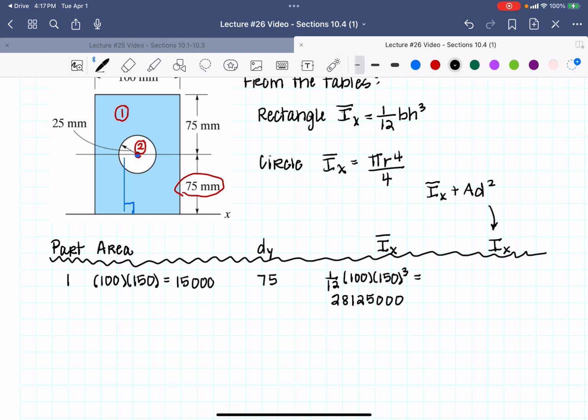2,812,500. So now using my parallel axis theorem, I'm going to take that number and I'm going to add the area times the distance squared. And in my calculator, that gives me 1125 and 5 zeros.